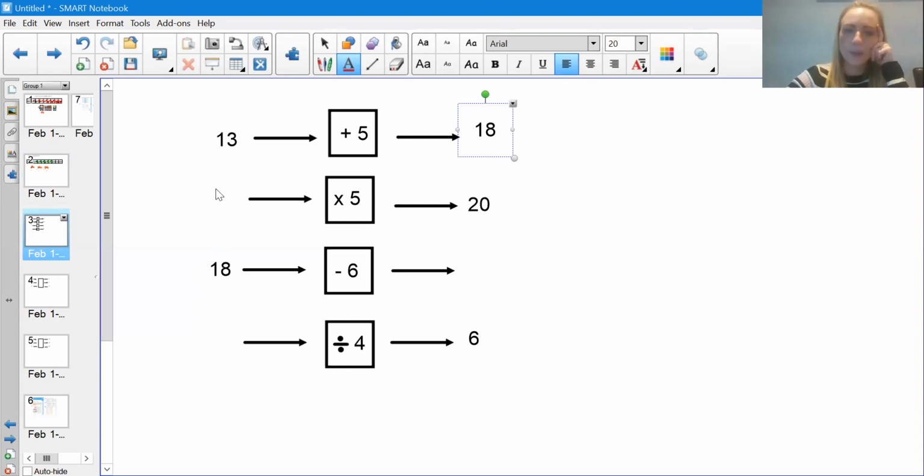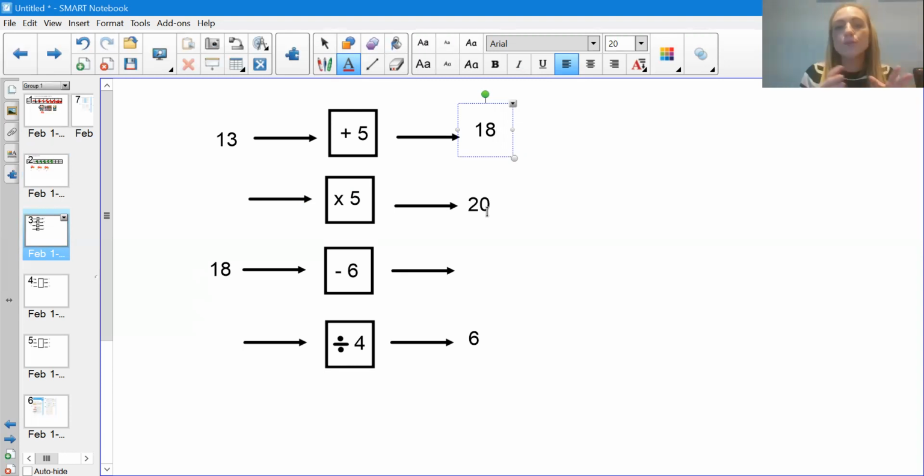I don't have an input number here, but I do have an output number. So I started with a number, but I don't know what that number is yet. I've multiplied that number by 5, and I've got the number 20. I'm going to have to work backwards and do the inverse. So if you've got the number 20, what do you multiply by 5 to get the number 20?